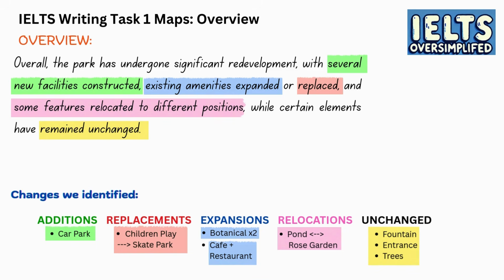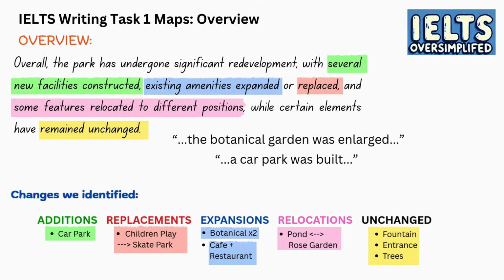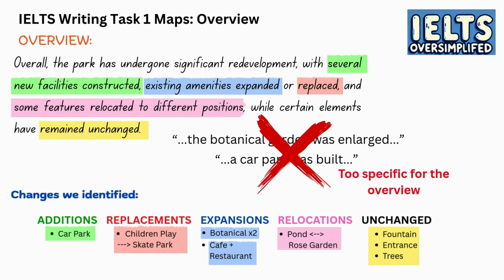Notice I did not say a car park was built or the botanical garden was enlarged. Those are specific details that belong in the body paragraphs. Your overview should be like a summary of what kinds of changes happened, not the specific changes themselves.